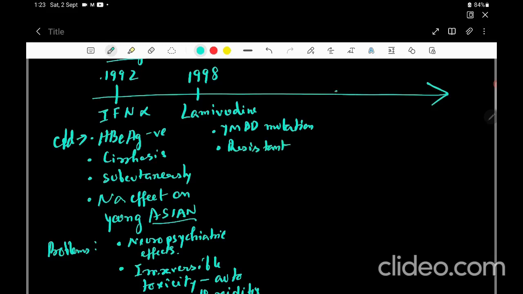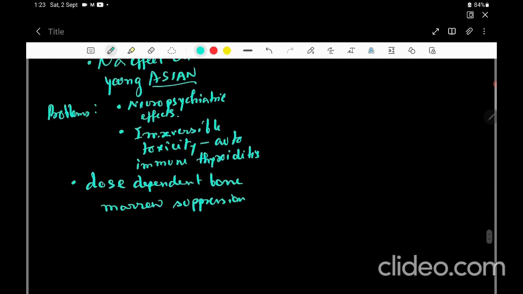Around 2002, clinicians started using adefovir dipivoxil, tenofovir dipivoxil, which again had its shortcomings.